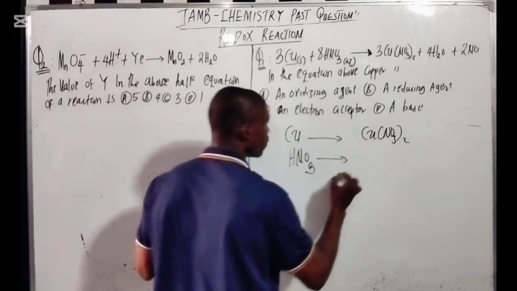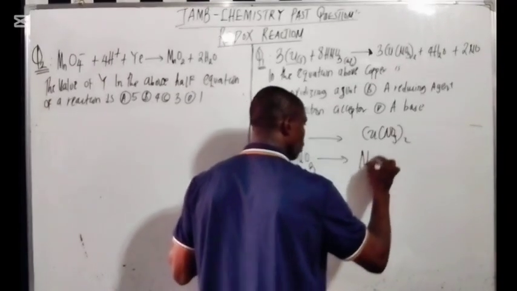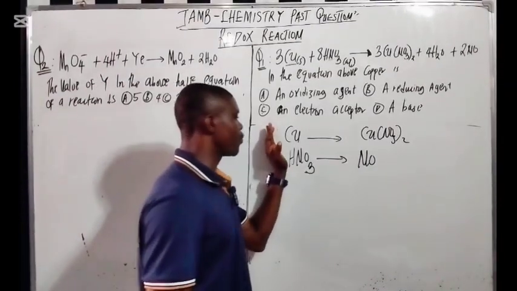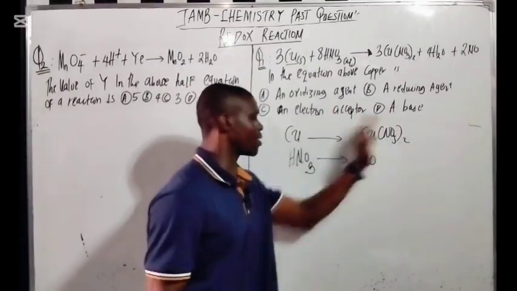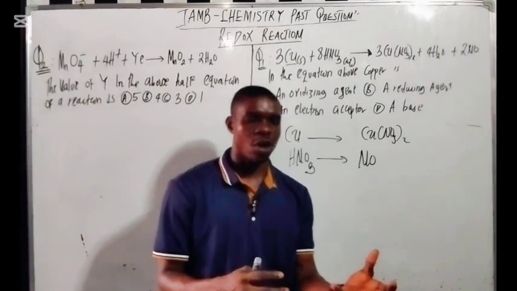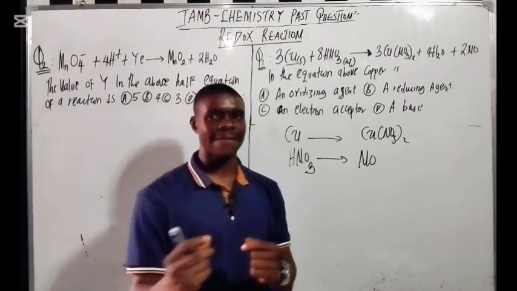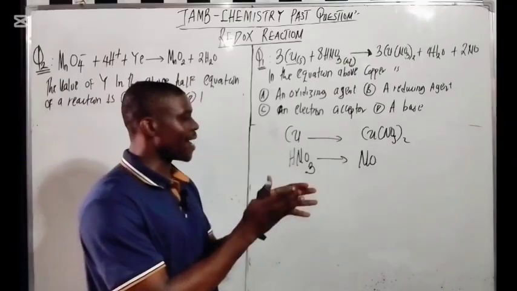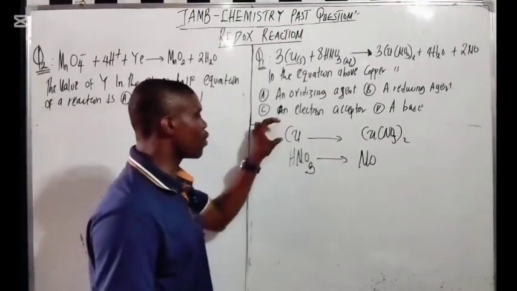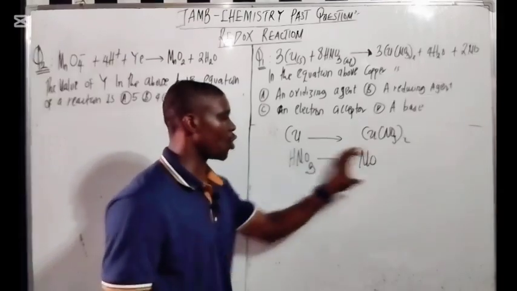HNO3 giving you what? NO. Can you see that? So this one moves to this one here, and this one to this one, and this one to this one here, right? So how do we know oxidation and reduction? I'm going to define it in terms of what? Oxygen, because I have oxygen here, and I also have oxygen here.